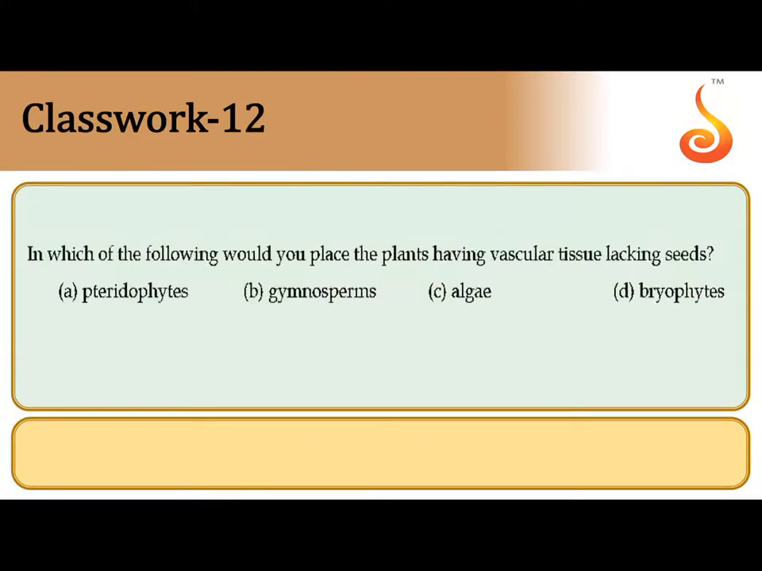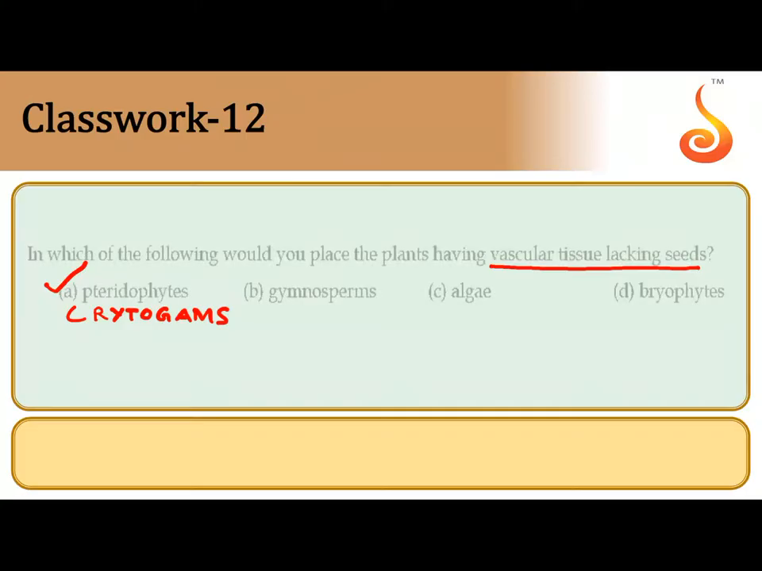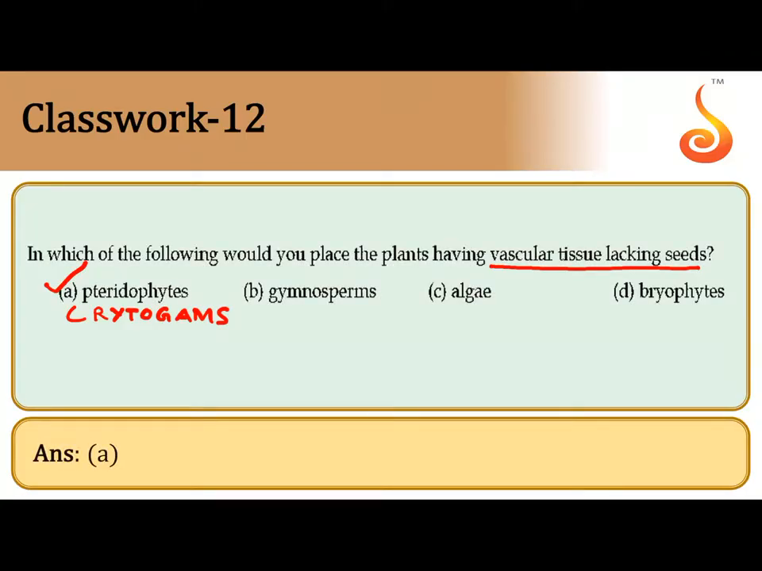In which of the following would you place the plants having vascular tissue but lacking seeds? Pteridophytes. Now because there are no seeds, we call pteridophytes cryptogams. And pteridophytes, as you all know, are the first type of plants which develop the ability to live on land, and they do depend on water for reproduction. They do live in moist places, but not as much as bryophytes, and they grow with vascular bundles inside them. They are the first vascular plants.